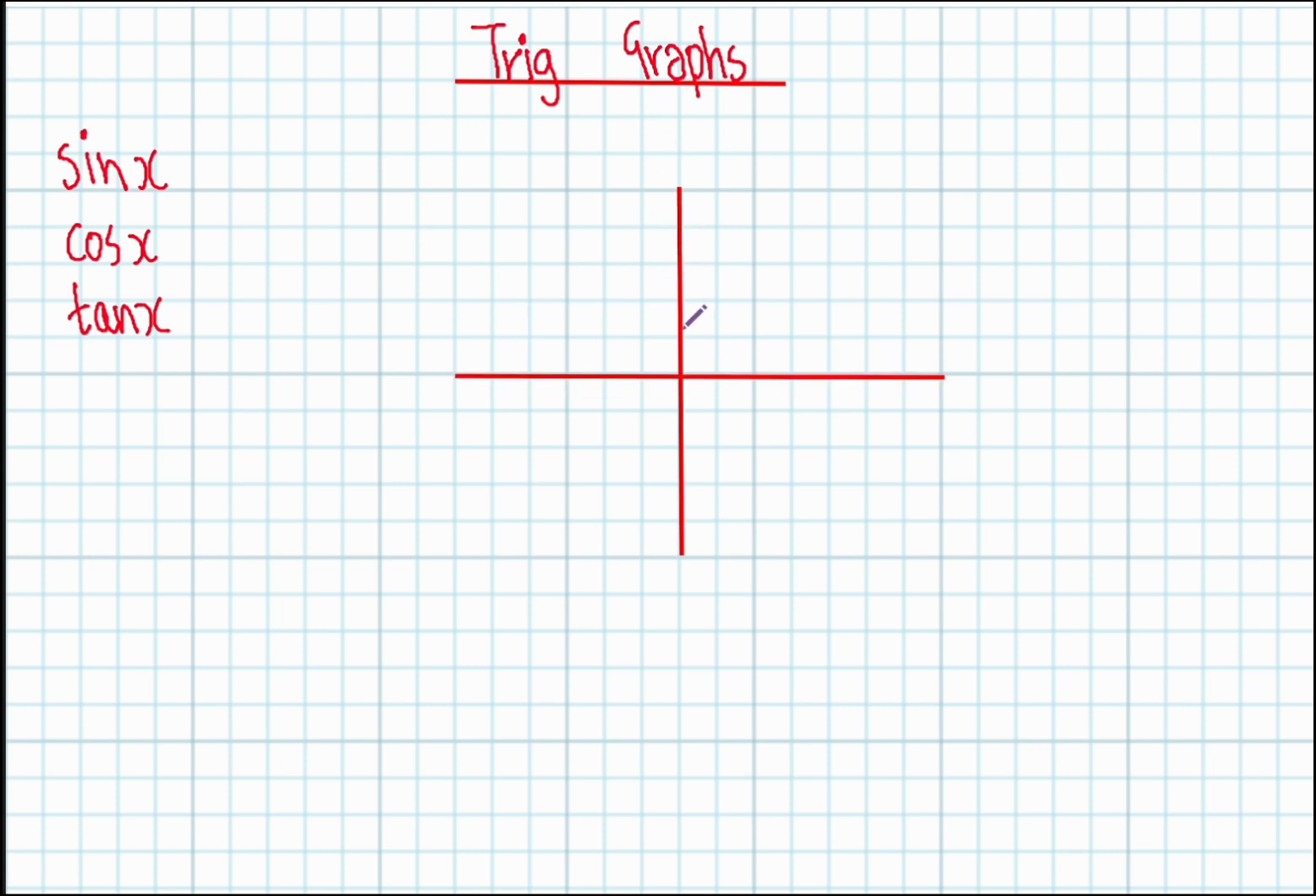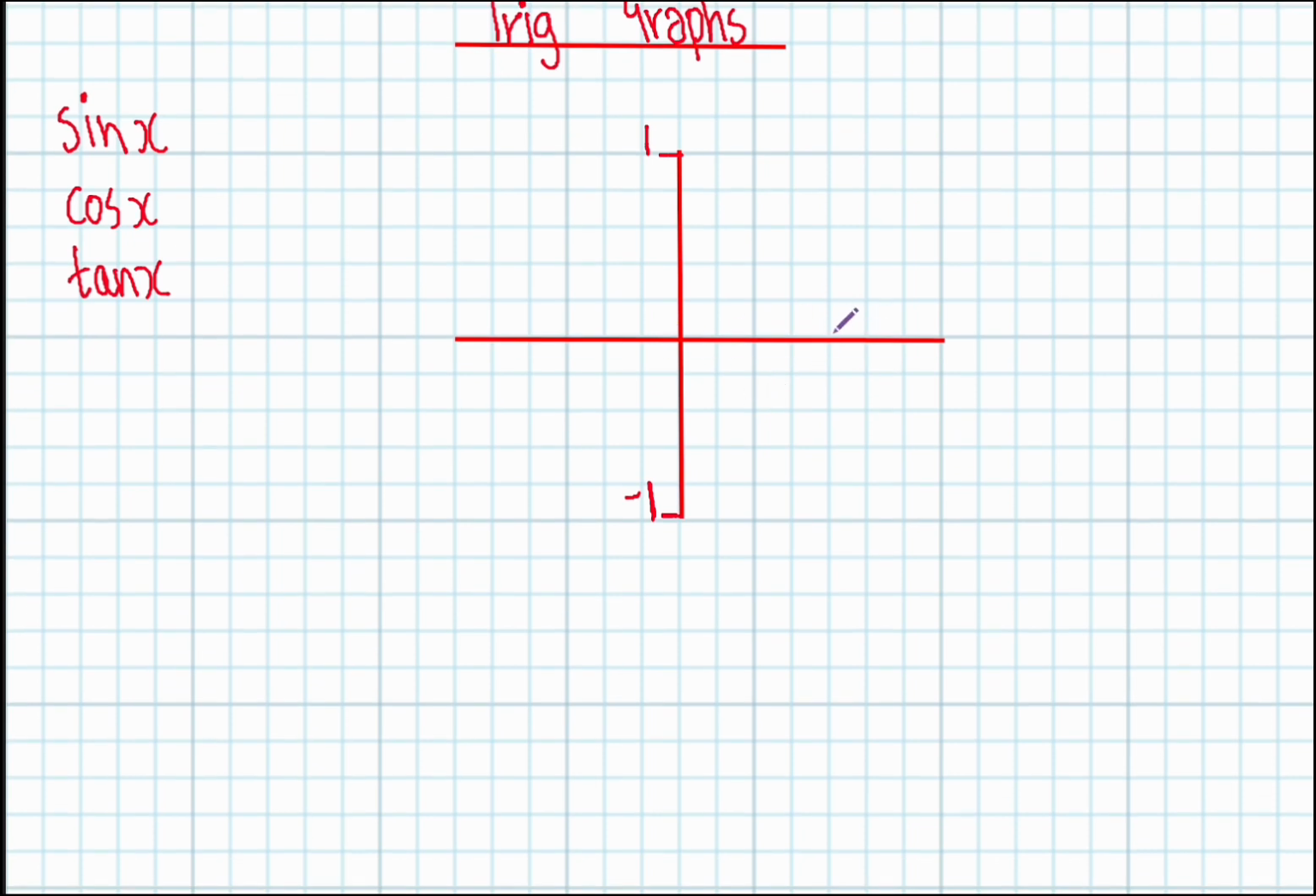So sine goes between positive 1 and negative 1. So sine of x always goes between positive and negative 1. So you won't ever need more than this for the y-axis. For the x-axis now, it goes as much as you want. In both the positive and negative side, it goes to infinity.